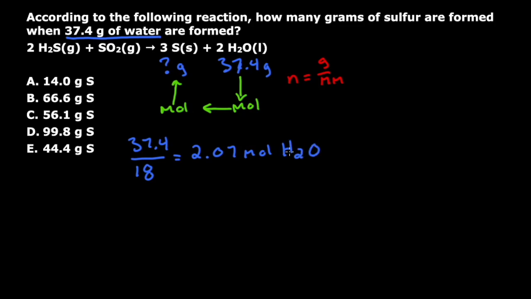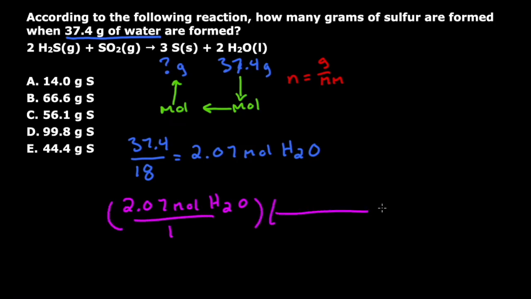And so now that I know the moles of water, what I need to do is I'm going to take this 2.07 moles of H2O right here, and I'm going to go from moles of the water to moles of the sulfur. And to do that, I'm going to take this over 1 like this, because this is what I'm given. And I'm going to put the H2O on the bottom, and then I'm going to put the S up top. And that's because this H2O here can cancel with this H2O there.